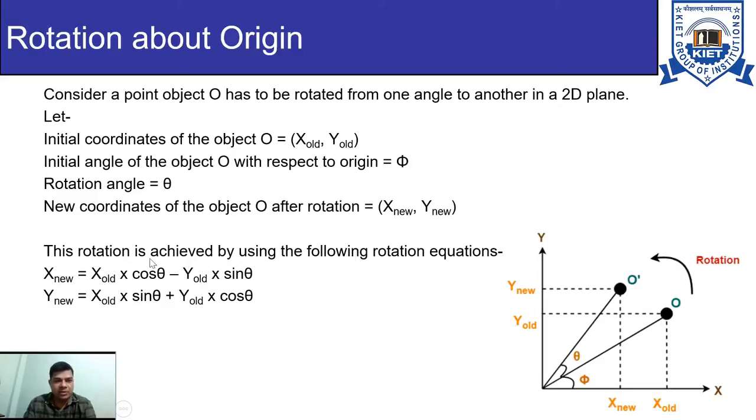These are the transformation equations of rotation. x new is equal to x old cos theta minus y old sin theta, where theta is the rotation angle, and y new is equal to x old sin theta plus y old cos theta.